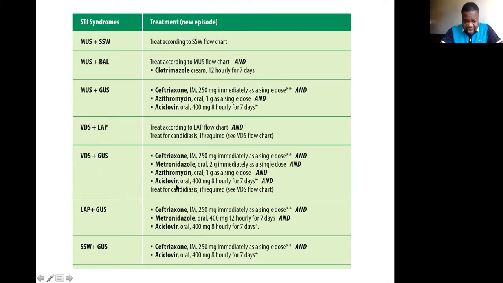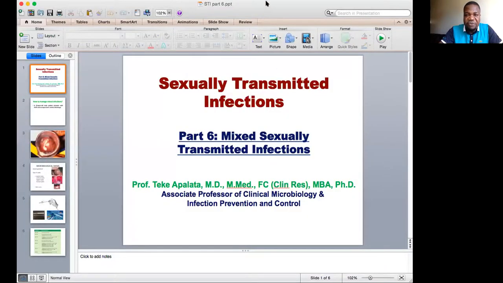Vaginal discharge syndrome and genital ulcer disease we have. So this is how you deal with sexually transmitted mixed infection when you are dealing with a patient with mixed infection. The most important thing is to take a good history, do a very good physical examination of this patient, and have an idea of what is the likely pathogen causing the genital ulcer syndrome. Whether you have inguinal lymphadenopathy or bubo or not can give you an idea, or whether the genital lesions are herpetic lesions or not can give you an idea whether you need to add acyclovir or not.